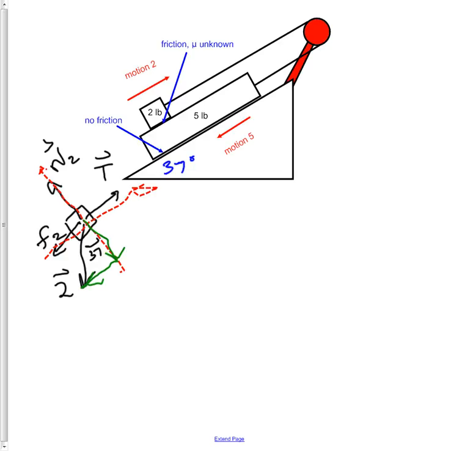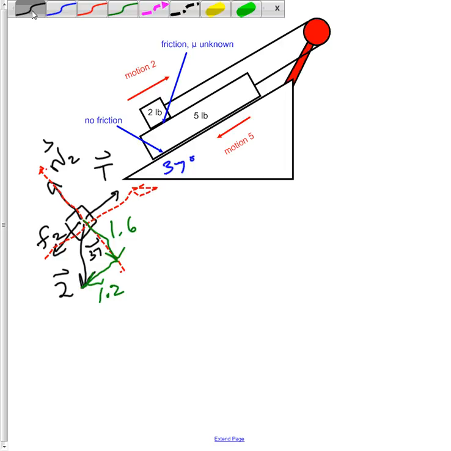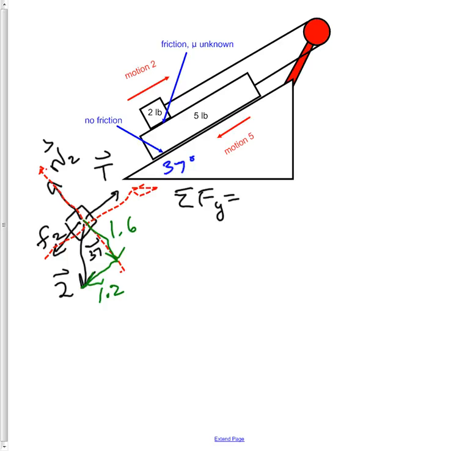So the two components are, let's do those in green. This is 2 times the cosine of 37, which would be 1.6 pounds. This is 2 times the sine of 37, which would be 1.2 pounds. And so we've got everything resolved, and so now we can apply Newton's first law. The sum of the forces in the y direction is equal to 0, which is equal to N2 minus 1.6. And so that tells me that N2 is 1.6 pounds.